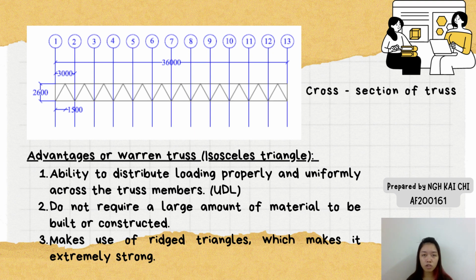The diagram shows the cross section of the truss section. The advantage of the Warren truss is first, the ability to distribute loading properly and uniformly across the truss members. The second is that it does not require a large amount of material to be built or constructed, and the third is that it makes use of right triangles, which makes them extremely strong.